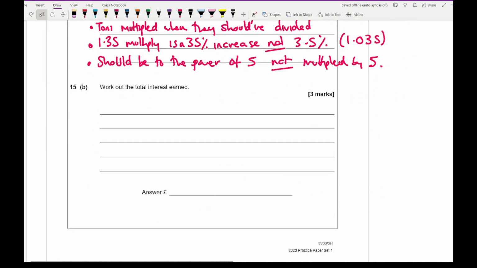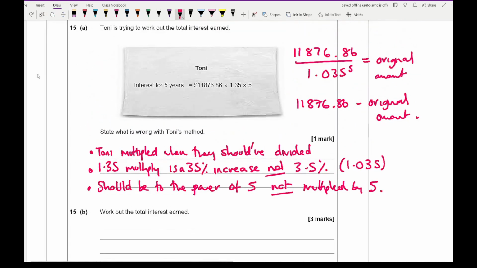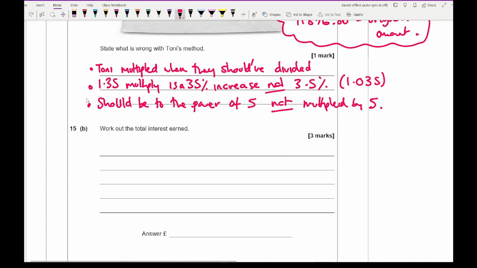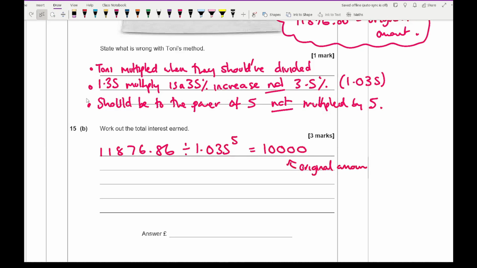Now looking at it, it then says work out the total interest earned, which is basically what I've done. So I want to use this working out for B. So let's do just that. We've got 11,876.86 divided by 1.035 to the power of 5, and that gives me an answer of 10,000. So that there is our original amount, or starting amount.